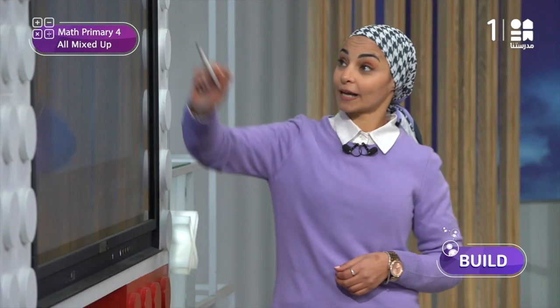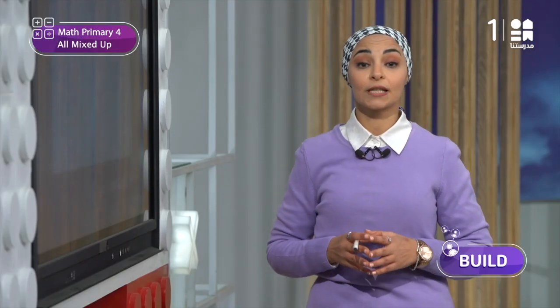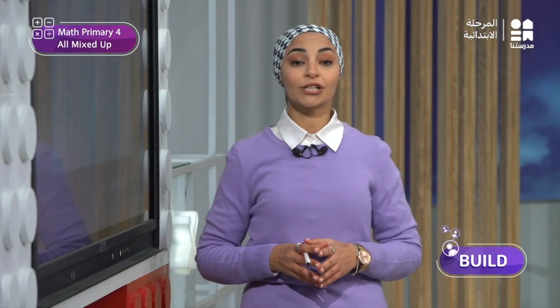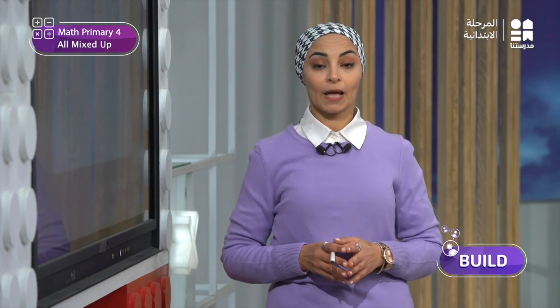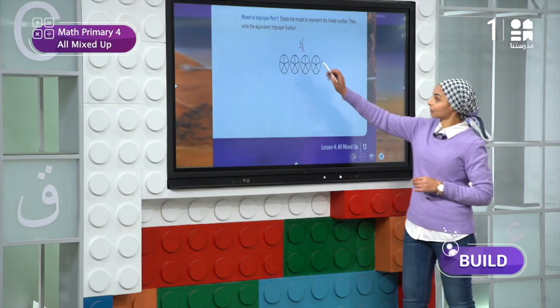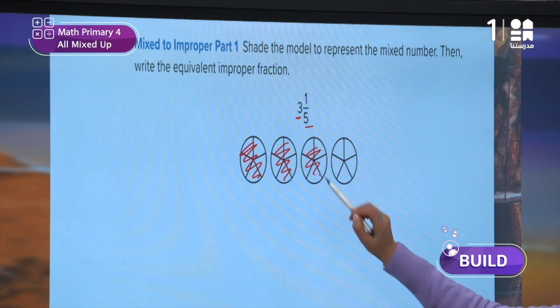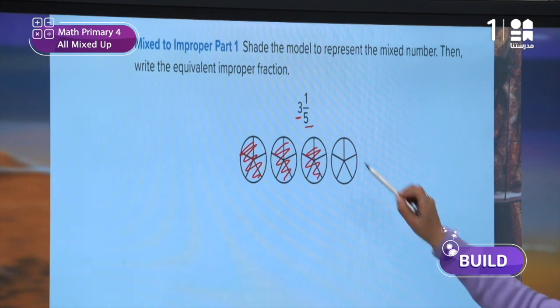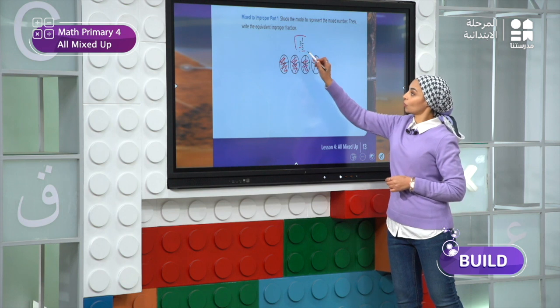Where is the whole number here? Yes, the whole number is 3 and the fraction is 1 over 5. So in the fourth circle, we will shade only one part to represent 1 over 5. To find the improper fraction, we will count the shaded parts. First, I have 3 whole parts, so I will color 3 whole circles. And I have the fraction 1 over 5, so I will shade only one part out of 5, to represent 3 and 1 over 5.